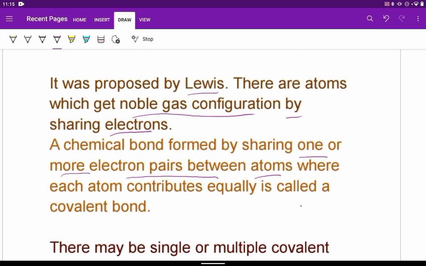As in case of nitrogen, we see there is a triple bond between the 2 nitrogen atoms in the nitrogen molecule. So here 3 pairs of electrons are being shared. And one more important thing is that each of the 2 atoms will contribute equally. Then it is a covalent bond. Here one nitrogen atom contributes 3 electrons, the other atom also contributes 3 electrons. So 3 electron pairs are being shared between the 2 nitrogen atoms.